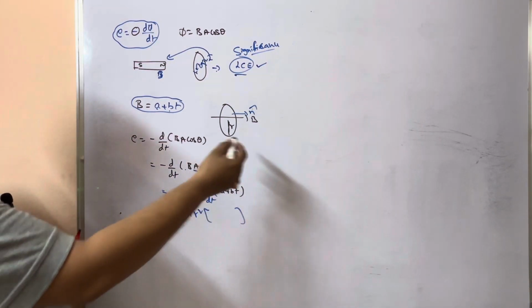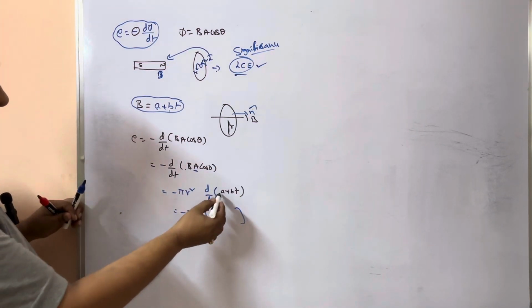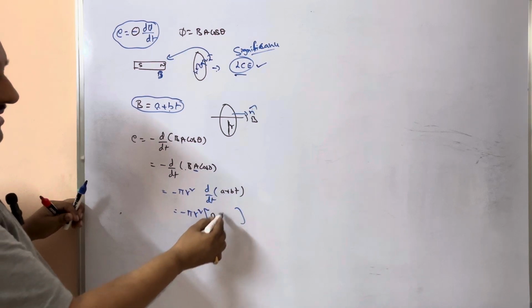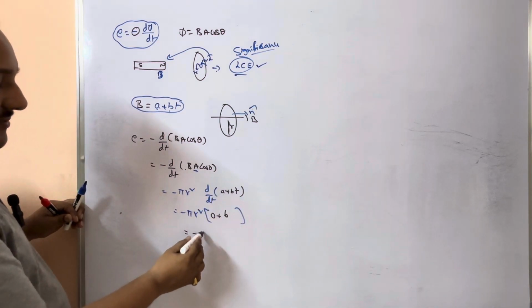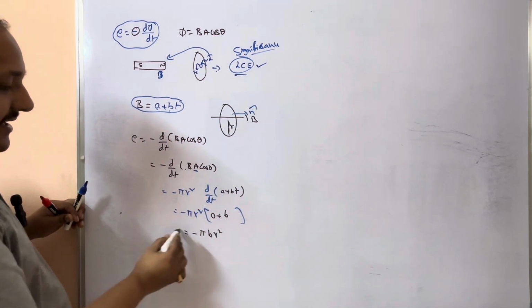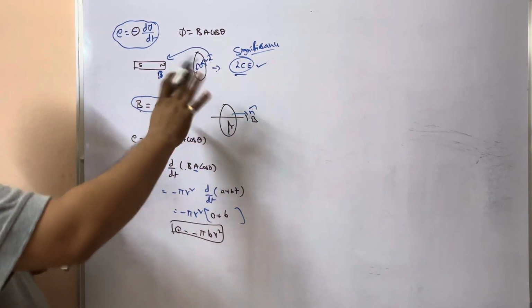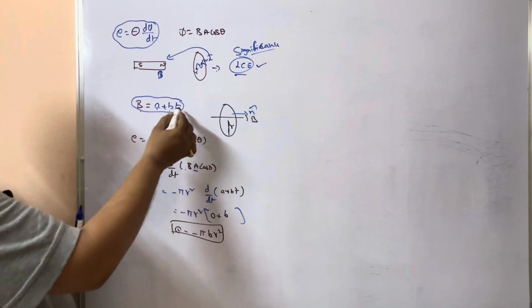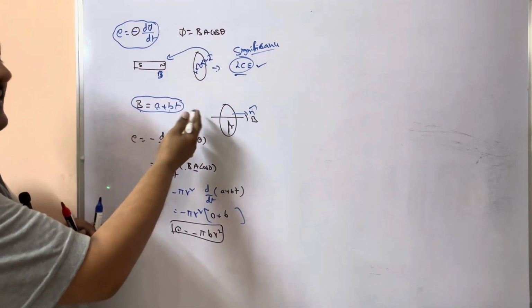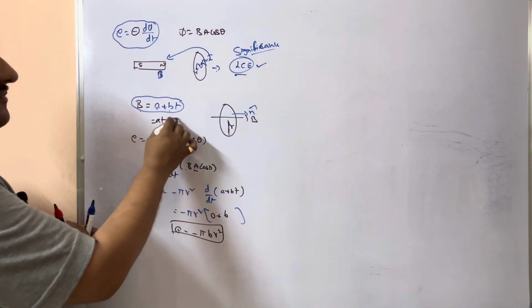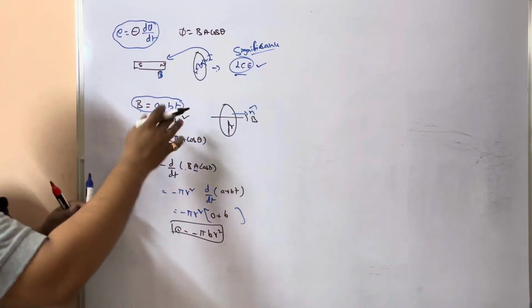These basics we have given in our basic videos. The derivative of a constant is 0. The derivative of Bt is B. Therefore, minus πBr². This B they can give in their own way. Here we have given like this, but they can give At plus Bt², or At plus Bt² plus C.